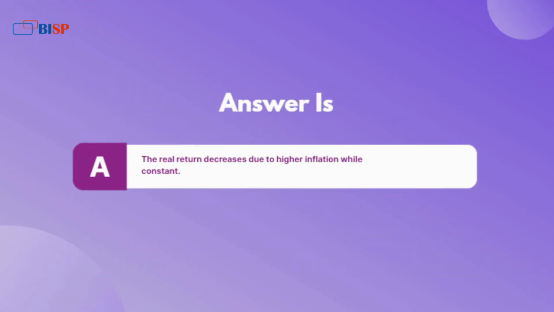Answer is A. The real return decreases due to higher inflation while nominal return remains constant.